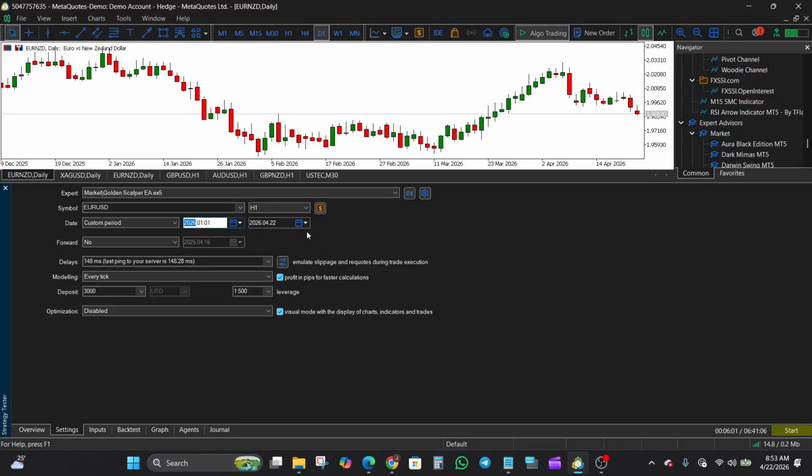Okay, just to get a recent sample, right? But at the same time, it's important to mention that this is still a relatively short period for a system like this, especially one that depends on market conditions. Testing over a longer duration will give a much more reliable picture. All right, let's start the test.